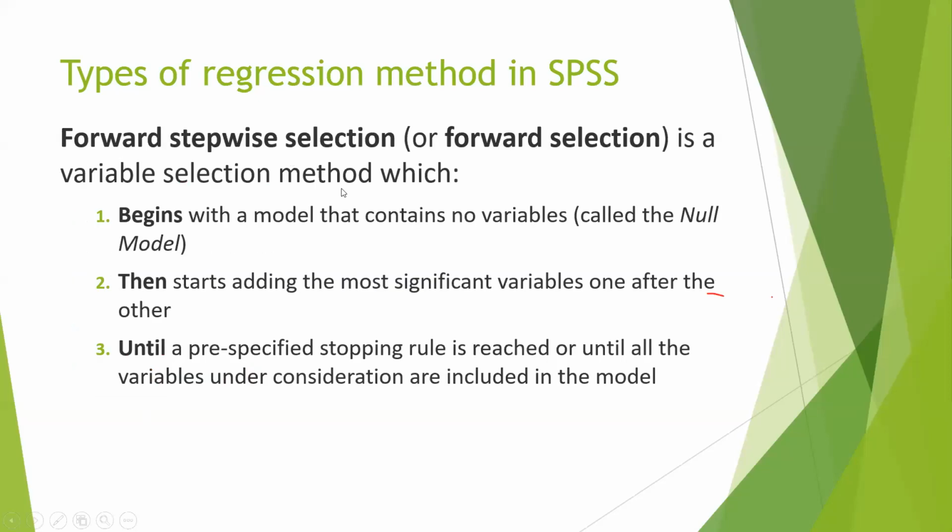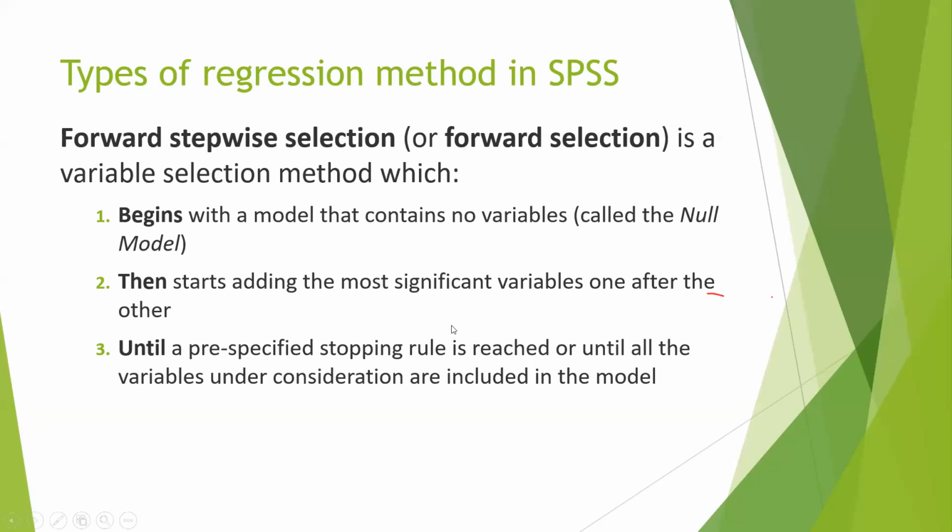Forward stepwise selection, how it works: it begins with a model that contains no variable. So first, it will just say y is equal to a. That means y is equal to a plus bx. So it will create a model which is known as the null model, y is equal to a. Then it will start putting variables one by one. Okay, so y is equal to a plus b1x1, then y is equal to a plus b2x2, or then y is equal to a plus b1x1 plus b2x2, or that kind of, all possible. Then it starts adding the most significant variables.